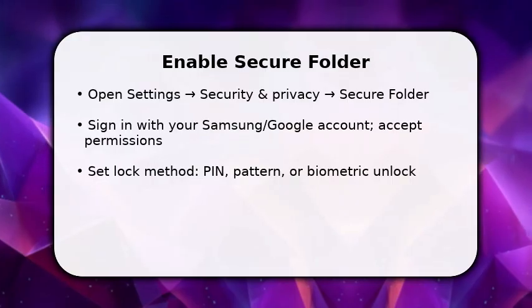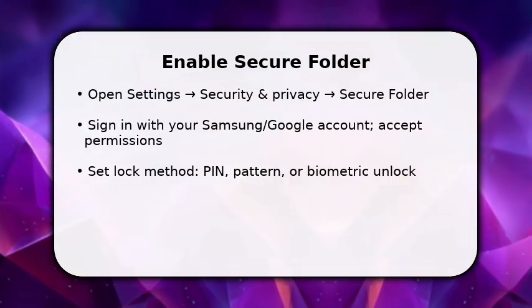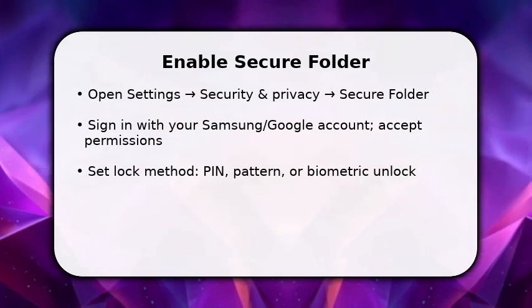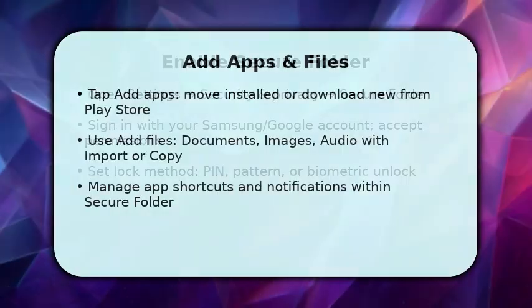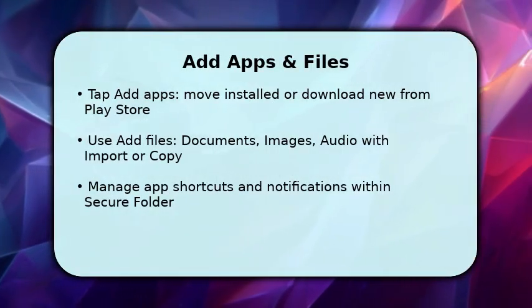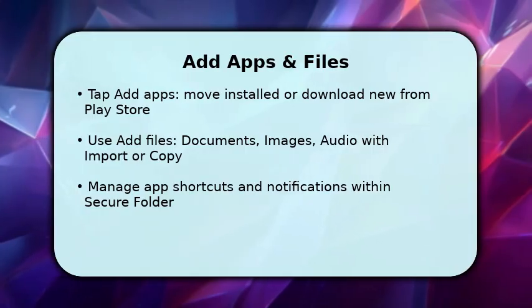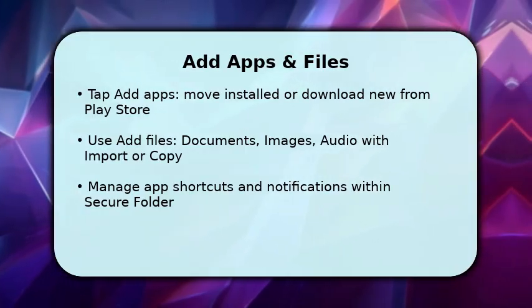This creates an encrypted container on your Moto G85, which is why applications moved here won't mix with your main profile. Now add what you need inside the container. Tap Add Apps to move existing apps or install new ones directly into Secure Folder. This keeps app data separated.